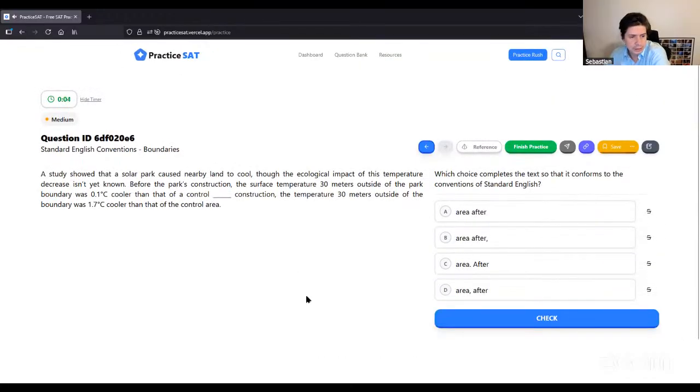Okay. A study showed that a solar park caused nearby land to cool, though the ecological impact of this temperature decrease isn't yet known. Before the park's construction, the surface temperature 30 meters outside of the park was 0.1 degrees cooler than that of a control area. After construction, the temperature 30 meters outside the boundary was 1.7 degrees cooler than that of the control area. So we have two independent clauses, right? We have the temperature 30 meters outside the park was 1.7 degrees cooler and before. So it should be a period and after.